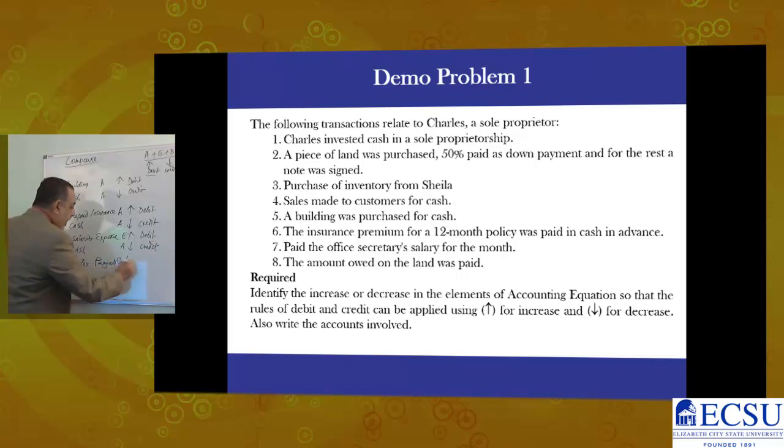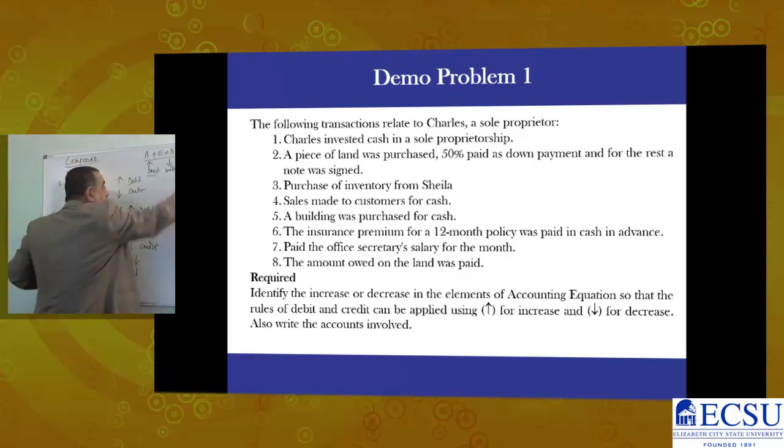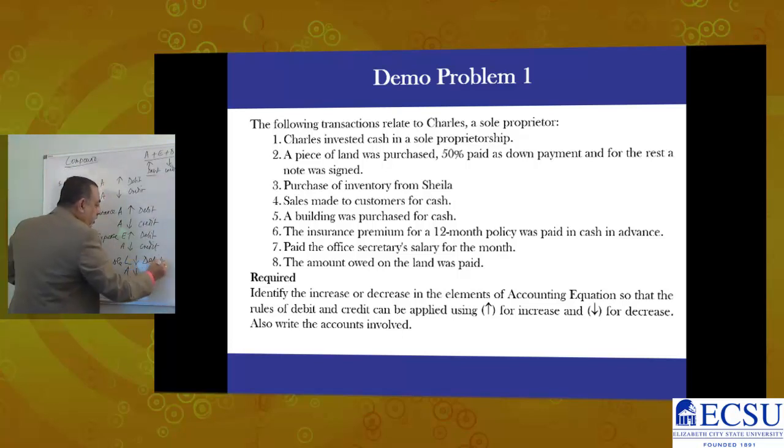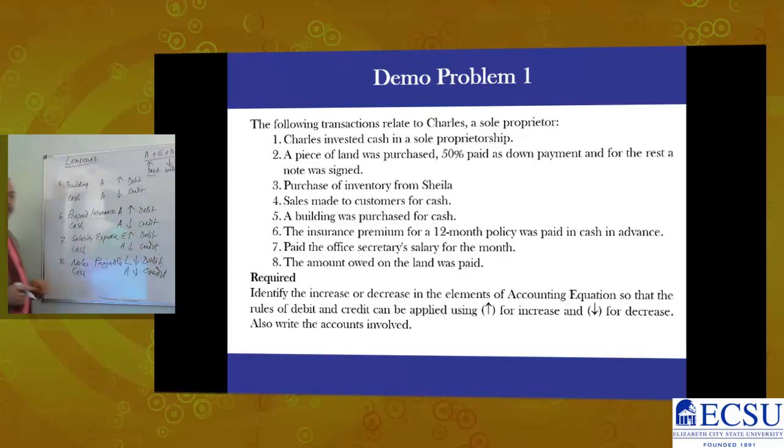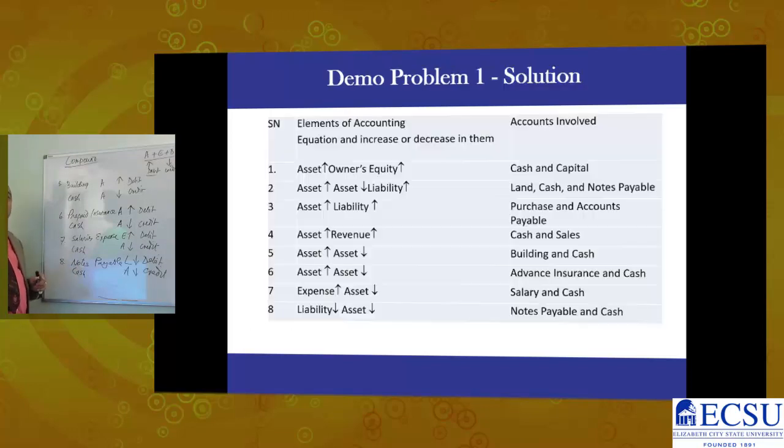Now notes payable is a liability. It is decreasing because I'm paying it. And cash is an asset. It is also decreasing. So if a liability decreases, what do? Debit. When an asset decreases, what do? It is a credit. Now you must have noticed in all these things that we have done so far, if one account is debit, the other account will be credit automatically because the debit and the credit have to be equal in the double entry system of accounting. So that is demo number 1.